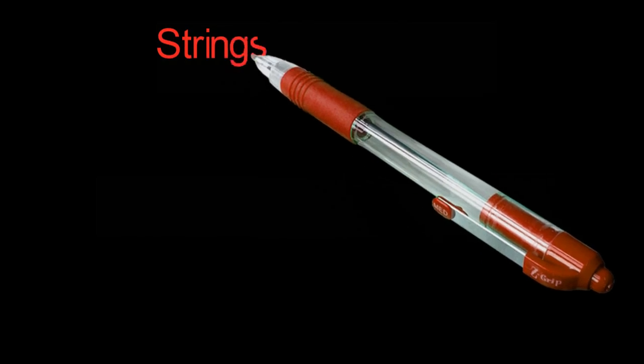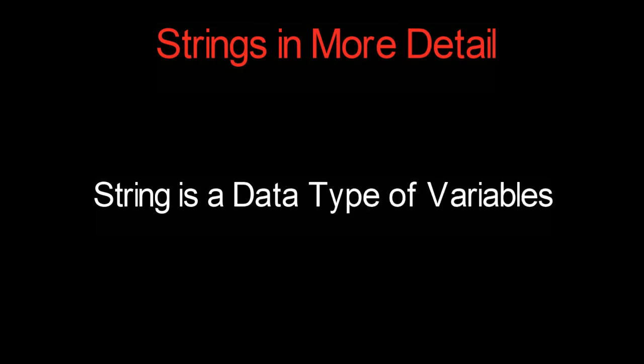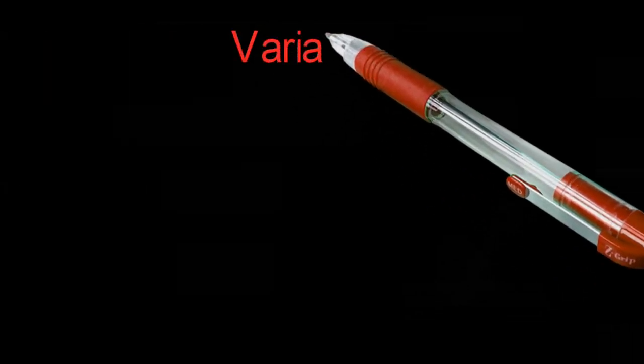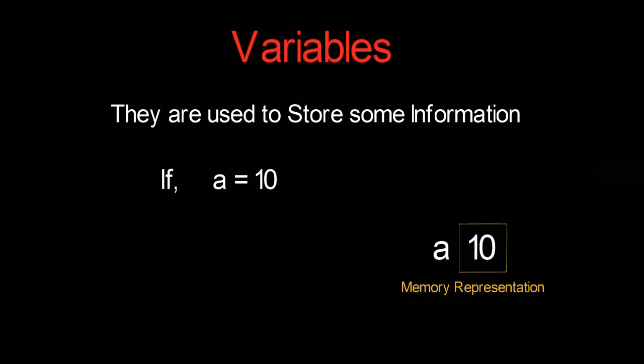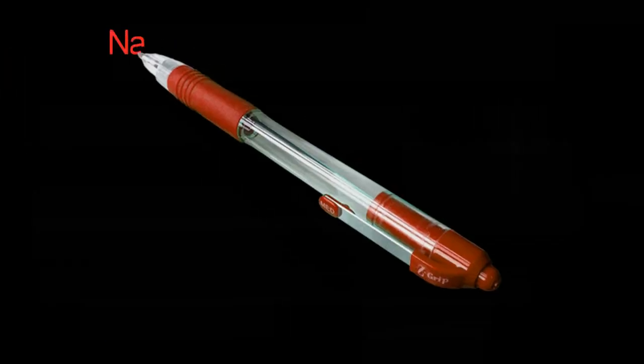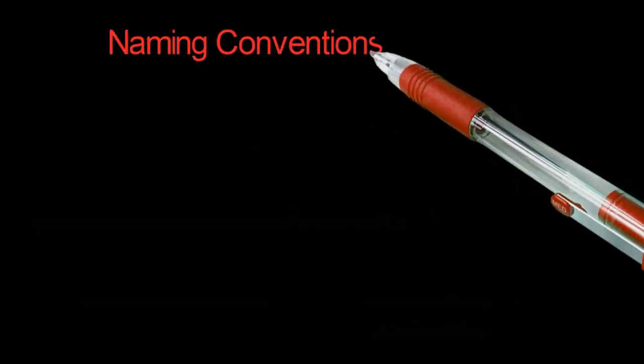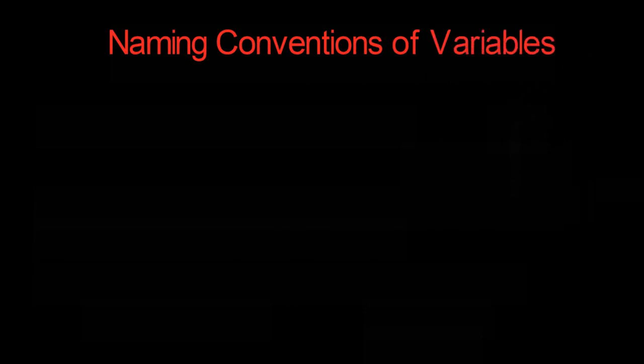Alright, so let's look at strings in more detail. What we have seen till now is that string is a data type of variables. Before moving on, let's clarify a little more about variables. Variables are just used to store some information. As we have seen, if a is equal to 10, the value of a is now 10. Further, if we again write a is equal to 5, then the value of a will change to 5 in the memory.